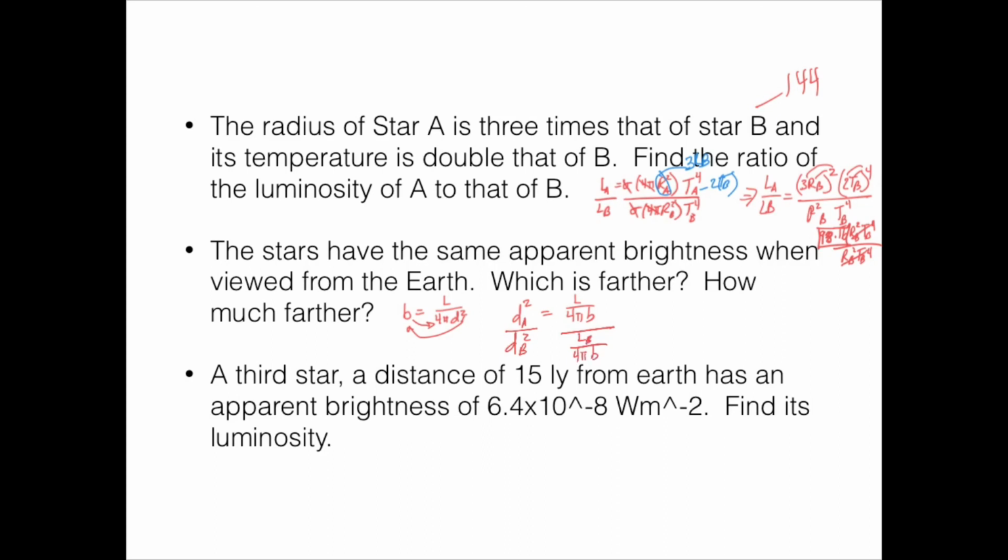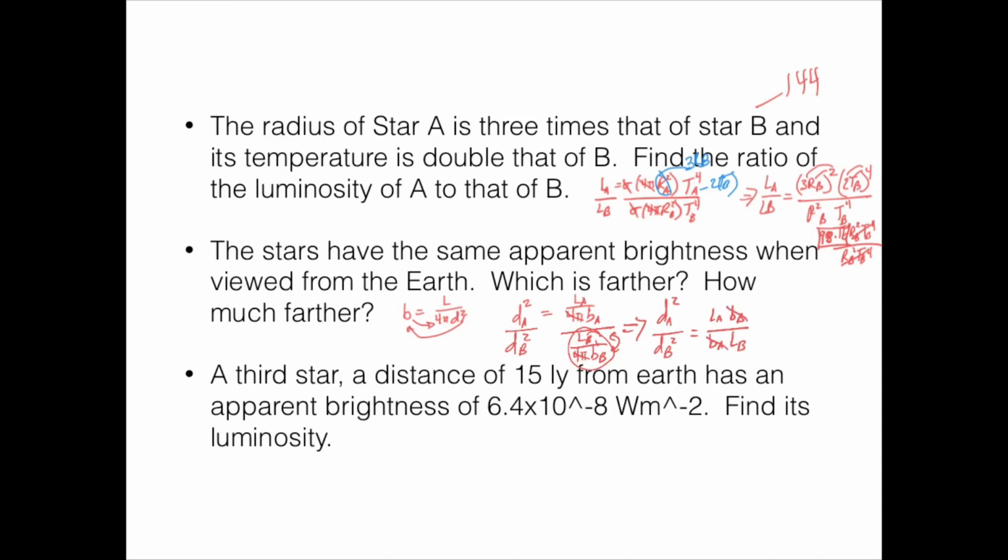Sorry, this is LB and apparent brightness of B. This is luminosity of A, apparent brightness of A. So the 4 pi's are going to cancel out. This is going to lead to dA over dB equals, now this is LA over BA, this is LB over BB. Instead of dividing, I'm going to multiply by the reciprocal. So I'm going to have LA BB over BA LB. Now the stars have the same apparent brightness, so these two go out.